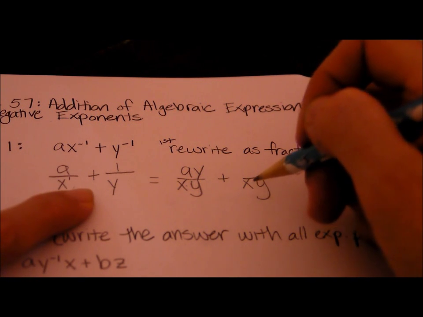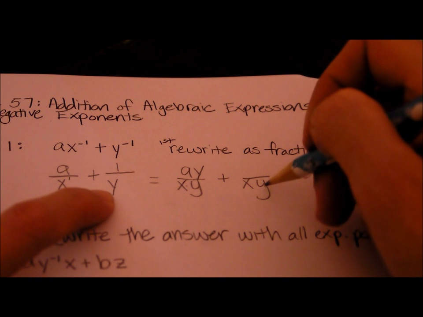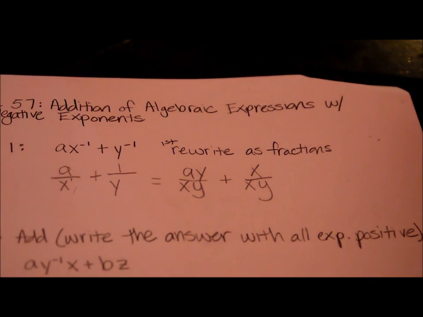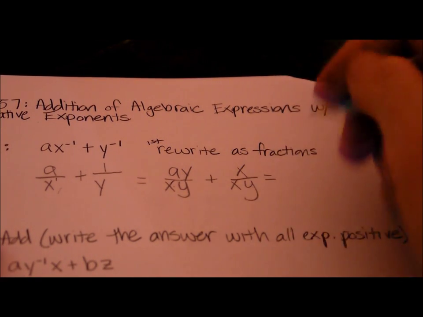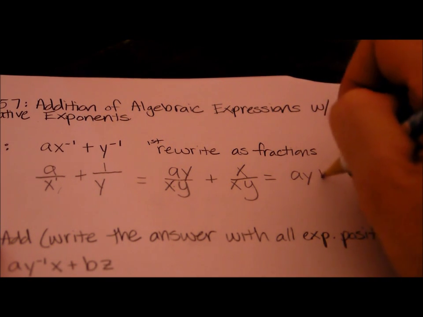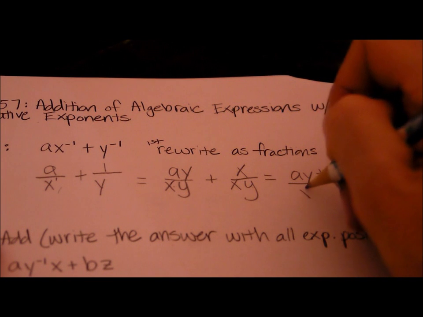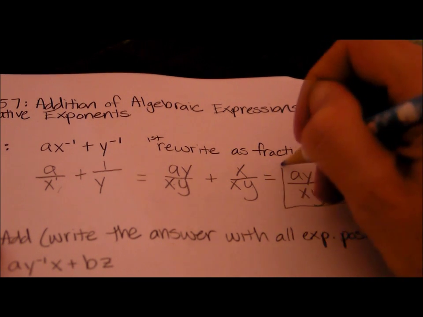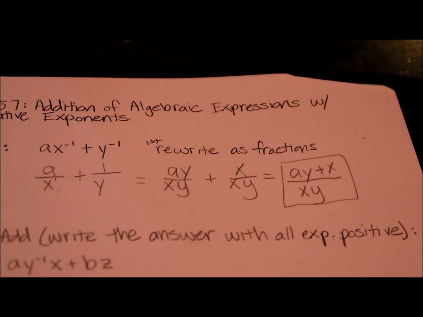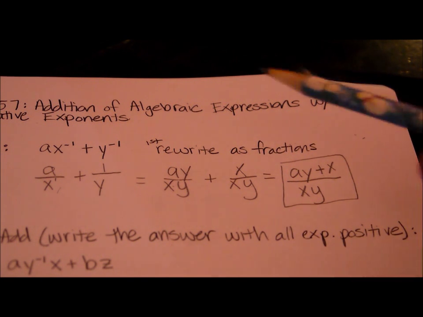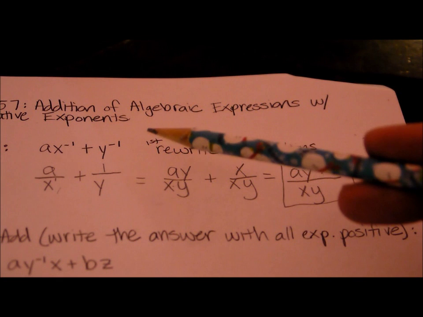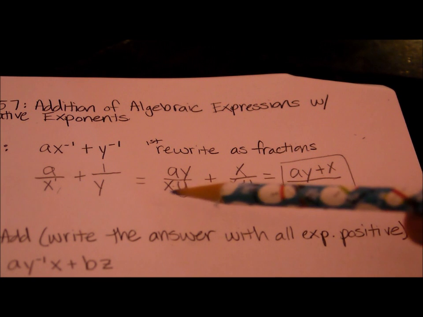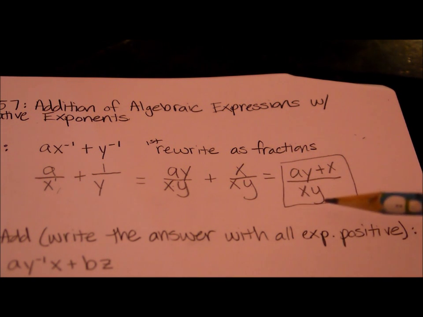Then what did we multiply y by to get xy? Well, an x. So then we need to multiply the top by an x, 1 times x. Now we have ay plus x all over xy. There we go, that's the final answer. The difference was that the question told us to make the answer with all positive exponents, so we couldn't leave it that way. We had to put everyone in the right spot on the fraction and then add them together.